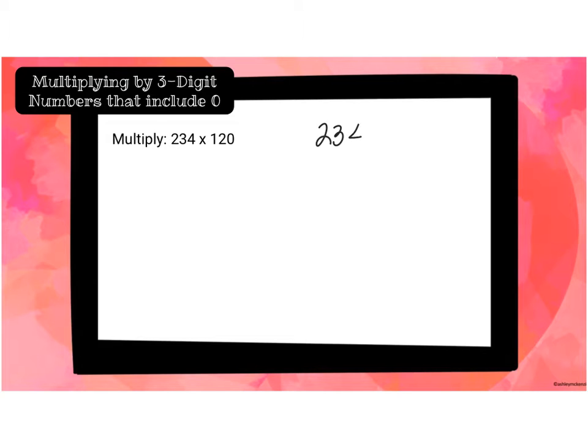First thing I'm going to do is set this up vertically. So I'm going to do 234 times 120. Now there's a couple different ways you can do this. Remember the way that we dangle the 0? We hang that little guy off to the side? Okay, so that's one way. We could set it up like this: 234 times 120, and dangle that 0 off to the side. Then we would just drop it and multiply like normal.